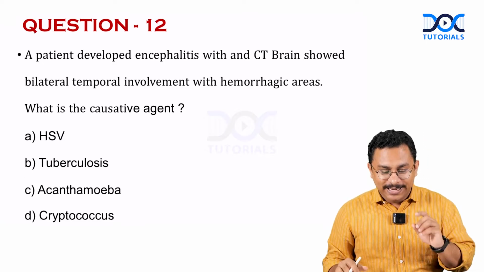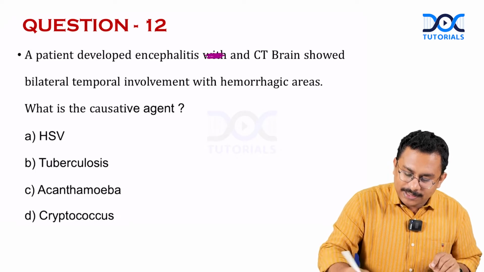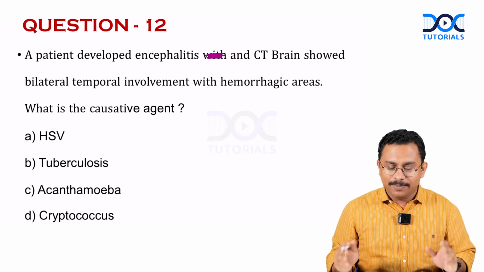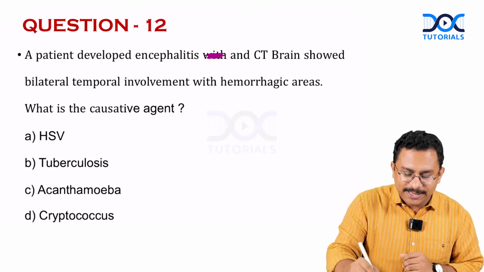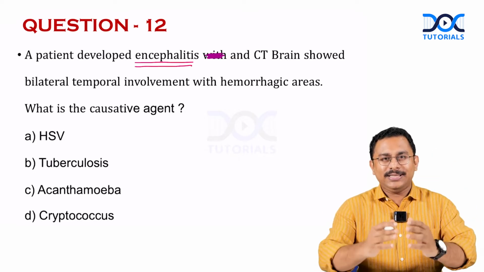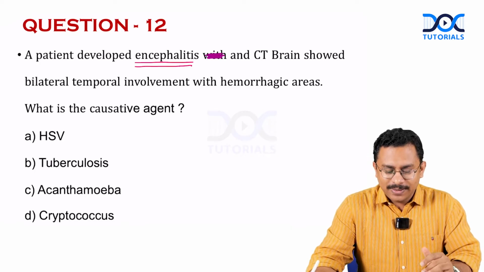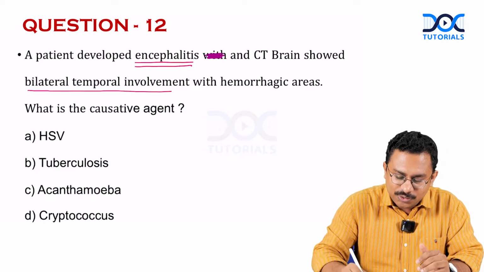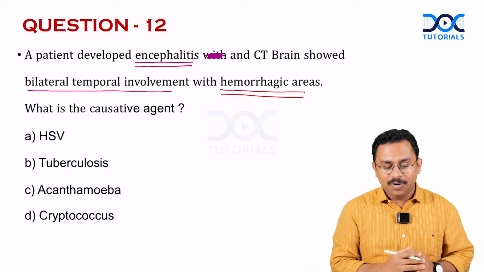A patient developed encephalitis, and the CT brain showed bilateral temporal involvement with hemorrhagic areas. What is the causative agent? So they are making a statement that the patient has presented with encephalitis. Encephalitis can have varied etiologies, right? But what is going to clinch the diagnosis here is the imaging. So imaging is showing a bilateral temporal lobe involvement, and also you've got some hemorrhagic components to the involvement.